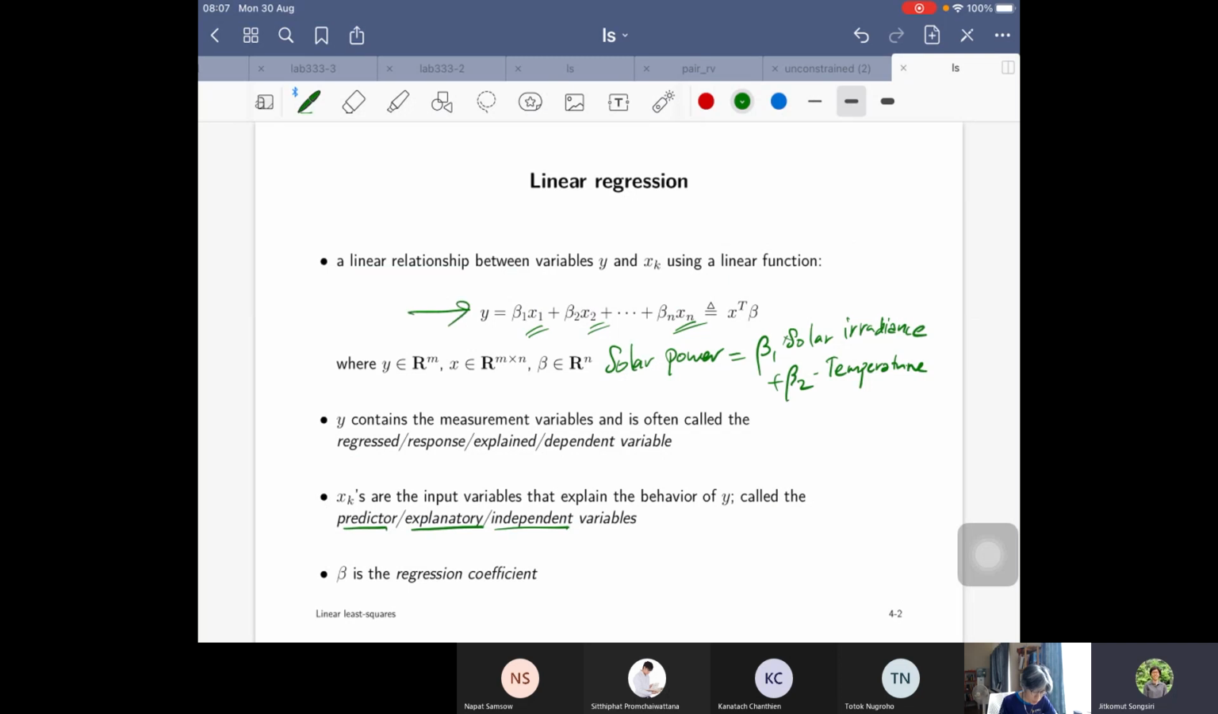Whenever you assume a linear relationship between y and x, this is what we call a linear regression model. And the problem objective is, of course, when you come up with this model, you want to determine the coefficients beta k, because each beta k can tell you the amount of influence from xk to y. Beta is called the regression coefficient.